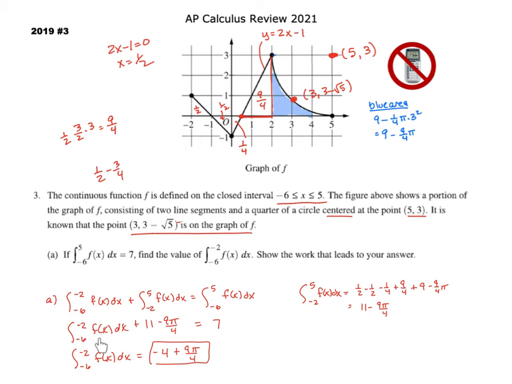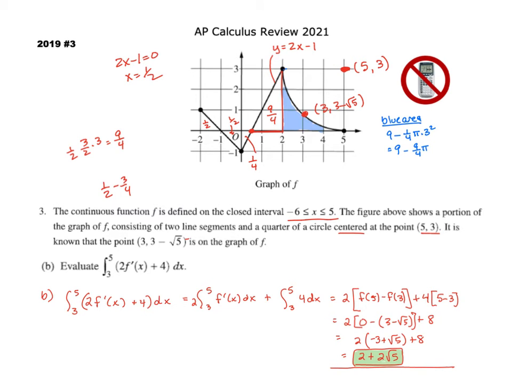So to solve for this integral from -6 to -2, subtract 11 and add the 9 pi over 4, we end up with this integral from -6 to -2 of f of x dx equaling -4 plus 9 pi over 4. And that's the answer to part A.